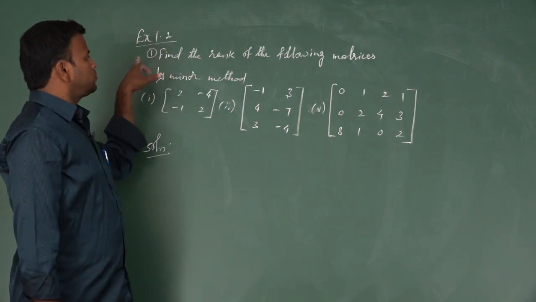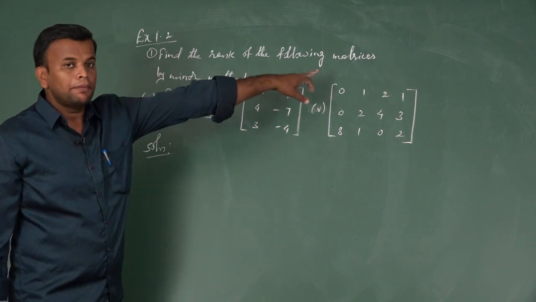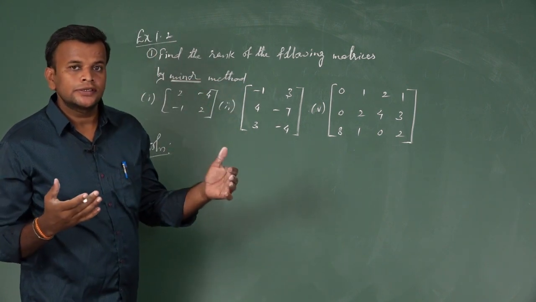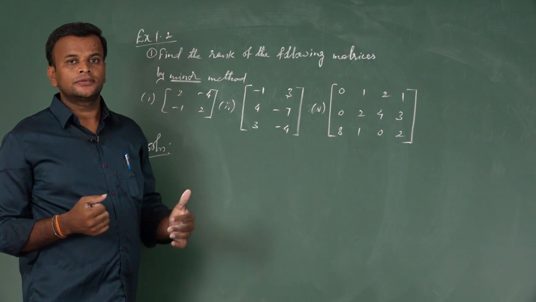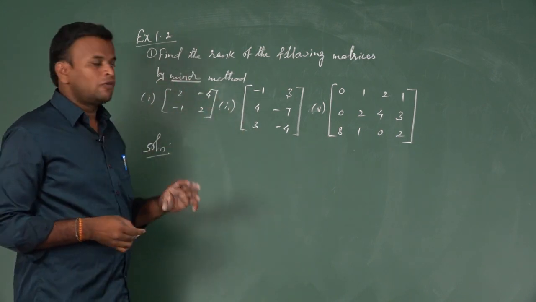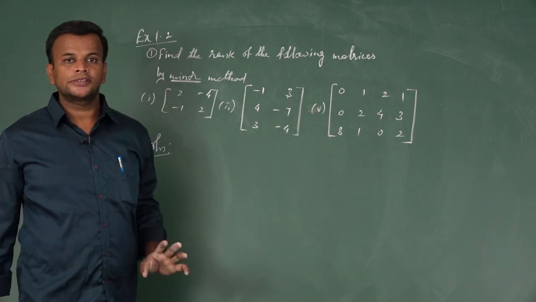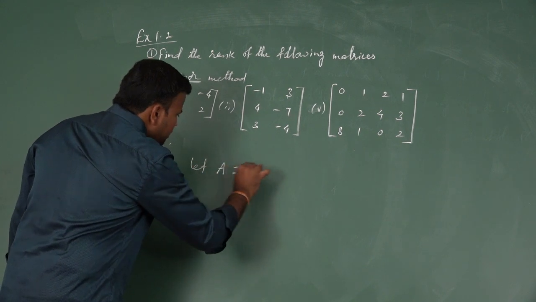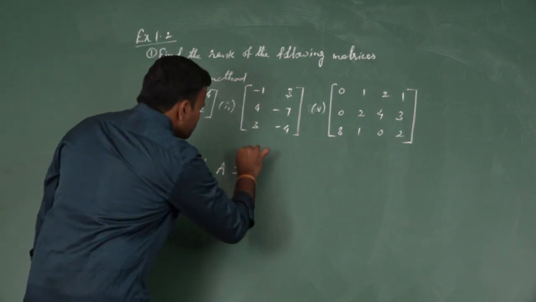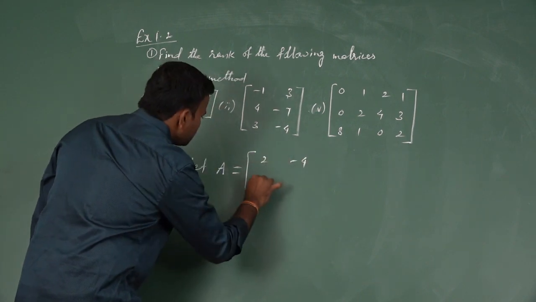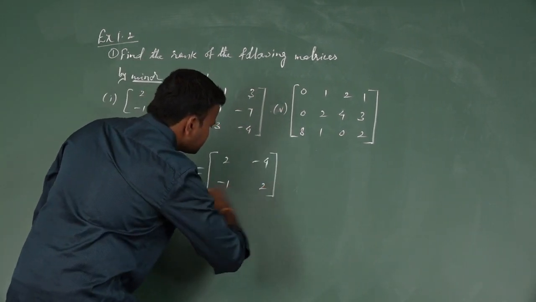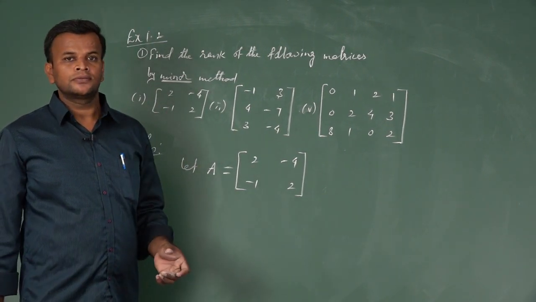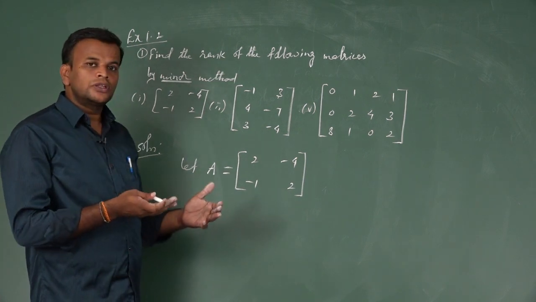Okay, in exercise 1.2, the first one: find the rank of the following matrices by the minor method. Minor means we reduce the given order. First, you see that there is no name for the matrix, so the first step is to put a name on the matrix. I will take the first matrix name as A, with rows 2 minus 4 and minus 1 2. In the minor method we find the determinant value. If it is 0, then we reduce the order.